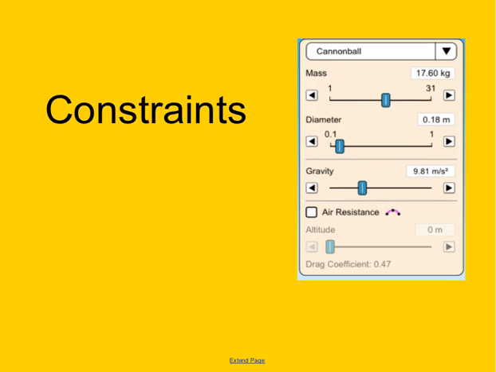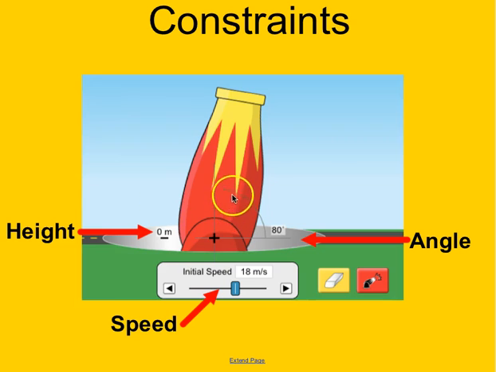Now, one of the other things you're going to notice is that with the constraints, you can actually move the platform up and down. How high can it go? How low can it go? Those are constraints. The angle, what kind of angles can you have? How low of an angle can you have it? How high of an angle can you have it? That's a constraint. And then your speed. What's the top speed that you can have? What's the lowest speed you can have? All those would be considered constraints.